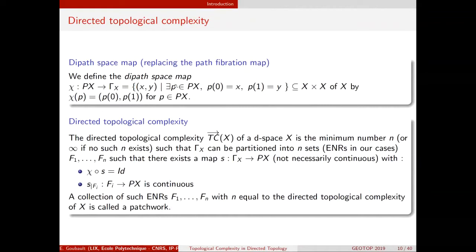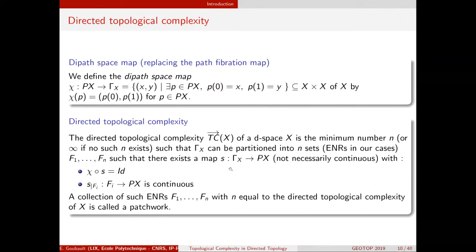So I need to restrict the codomain, the range of my dipath space map, to that Gamma X. And now I can define, similarly to the classical case, the directed topological complexity, TC with an arrow on top of it, of the space X, as again the minimal number n, such that now it's Gamma X, not X cross X, such that Gamma X can be partitioned into n sets, n Euclidean neighborhood retracts.